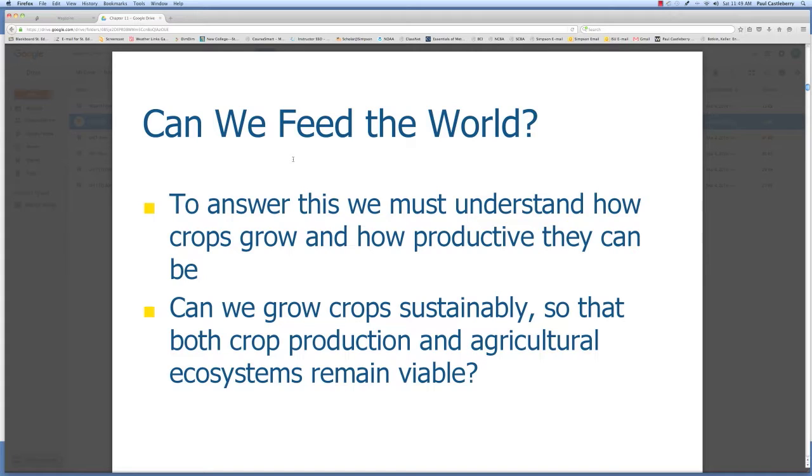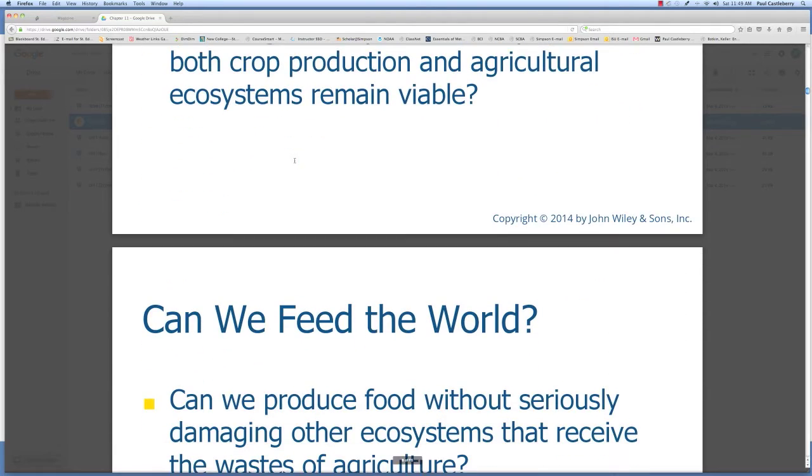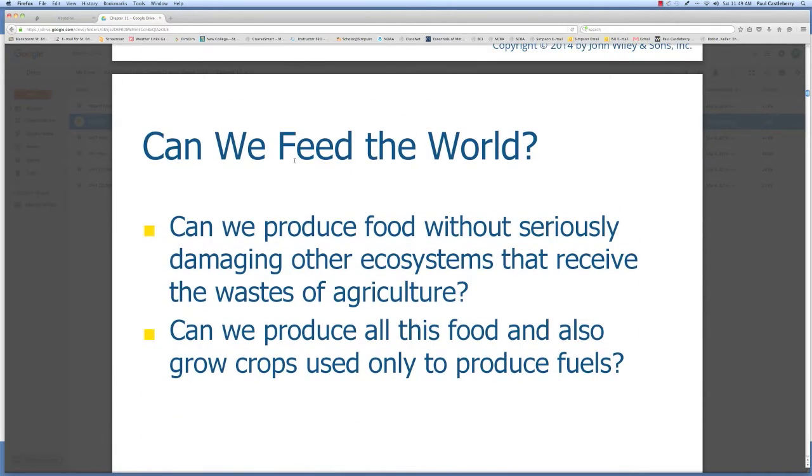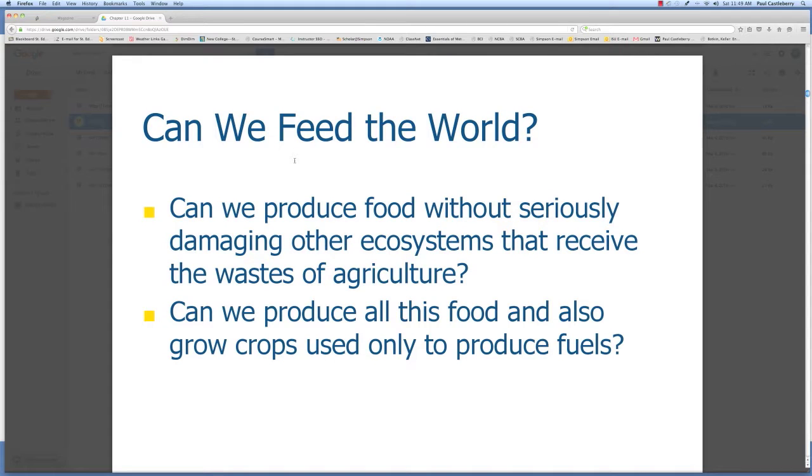And then we need to talk about sustainability. That is something we covered back in chapter 1. Can we continue to produce crops that will produce yields for future generations without causing issues to our ecosystem? So we want to make sure that it remains viable. Another question we need to ask ourselves in terms of feeding the world: can we produce this food without seriously damaging ecosystems? That's what I just said. If we're damaging our ecosystems, then our ability to continue to produce food will begin to decrease. We'll reach that tipping point.